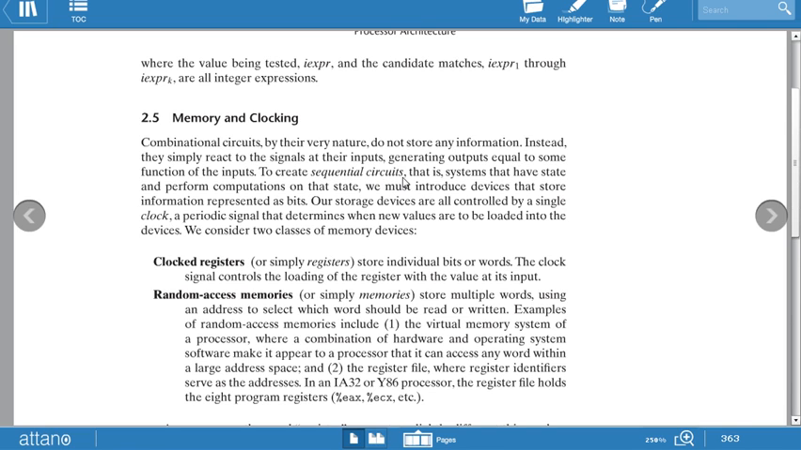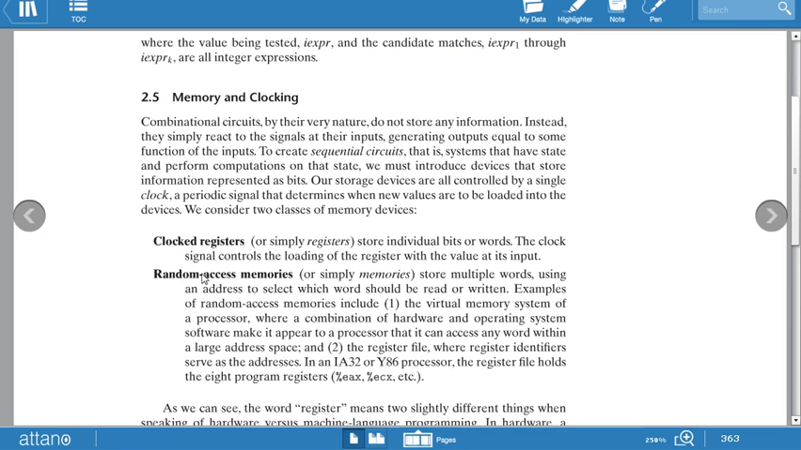To create sequential circuits, that have state and perform computation on that state, we must introduce devices that store information represented as bits. Our storage devices are also controlled by a single clock. These are the clocked registers, that is only registers, and these are the random access memories.